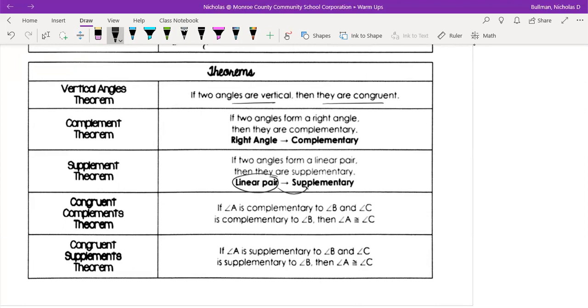These we don't see as often, but they do occur. If angle A is complementary to B and angle C is complementary to B, then angle A is congruent to angle C. That's our congruent complements theorem. If angle A is supplementary to angle B and angle C is supplementary to angle B, then angle A is congruent to angle C. Notice they're both supplementary to angle B, just like they were up here. If they're both supplementary, then they have to be the same angle. So that's why we can say angle A is congruent to angle C.